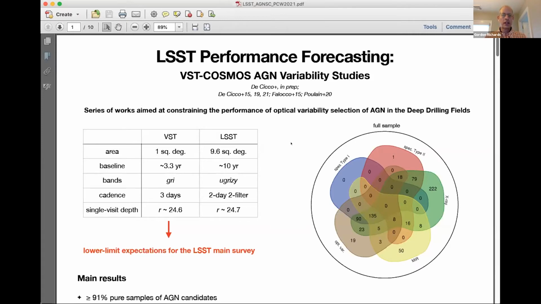So this first slide is work from Demetri De Cicco. It's the sixth in a series dedicated to optical variability studies of AGNs, making use of data from a 1 square degree VST survey of the COSMOS field. They have 54 visits in the r band over 3.3 years with an observing cadence of 3 days and a single visit depth of 24.6. So it's a useful proving ground for LSST performance forecasting.